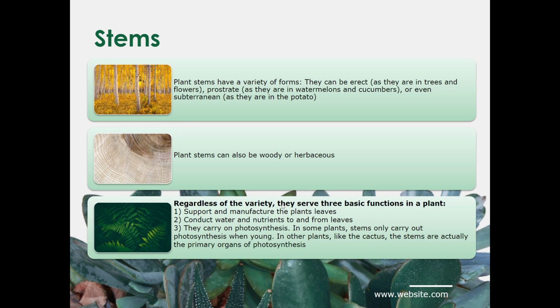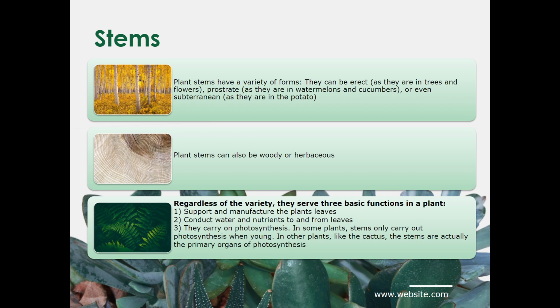And when we look at stems, we also have to acknowledge that there are different types of stems. They have a variety of forms. They can be tall, they can be of trees and flowers. They can be kind of to the side, or like a vine, or prostrate, like in watermelons and cucumbers. They could be underground, such as we see in the potato. They can also be woody or herbaceous. Compare, for example, the stem of a flower to that of a tree.